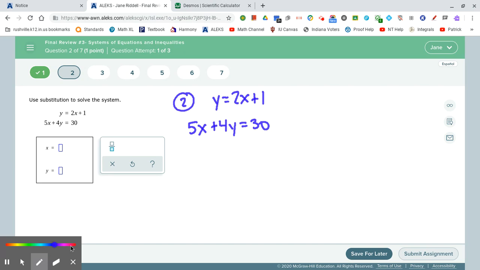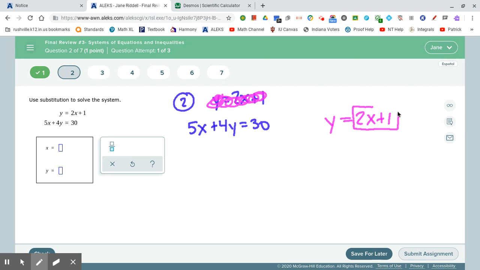And the reason why substitution is a good route to take on this one is because the first equation already has a variable all by itself. So because we already have a variable all by itself, I'm going to write these out separately. We have y equals 2x plus 1. If I'm using substitution, it's helpful to write them side by side. Because I know that y is the same thing as 2x plus 1, what I'm going to do is over here in my first equation where I see y, I'm going to replace it with 2x plus 1. So I'm going to work on rewriting this equation.